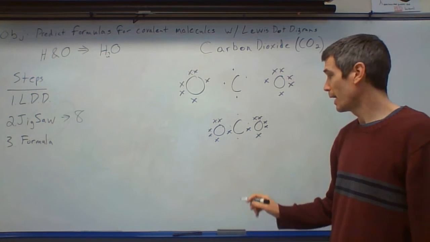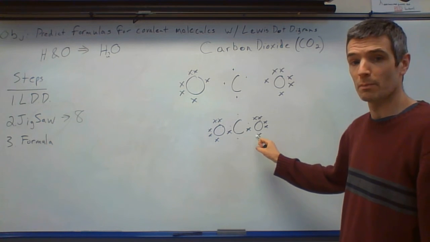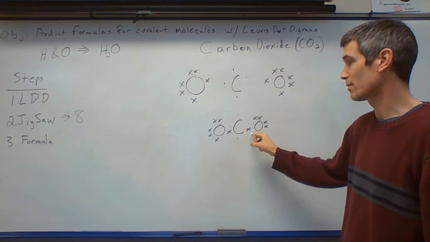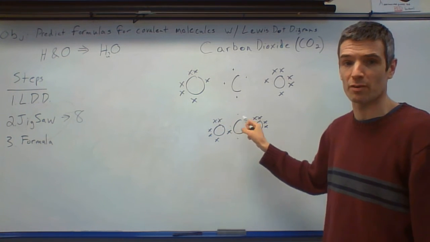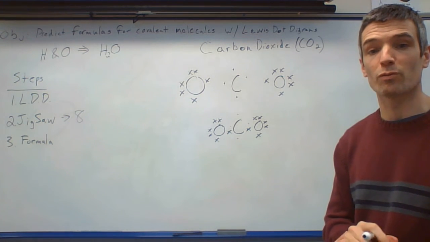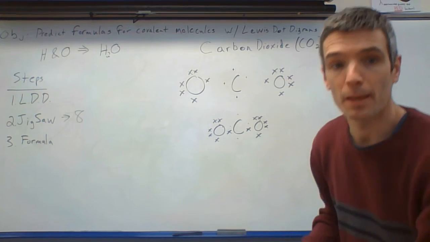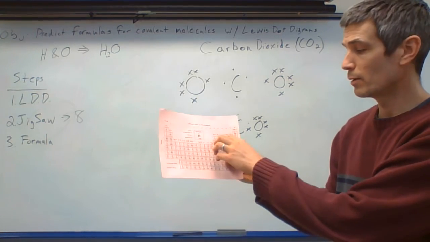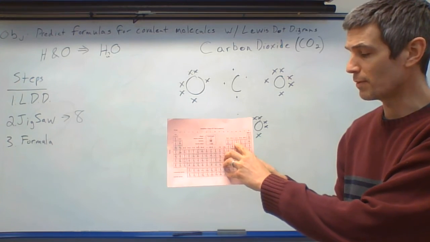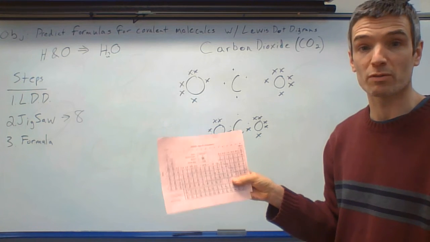Now, I have jigsawed them together, but the carbon in the middle only has got 1, 2, 3, 4, 5, 6. And the oxygens only have 7 on either side, so that's not good. What will happen in this case is you'll form double bonds. Elements in group 14, 15, and 16 can form single, double, or even triple bonds.